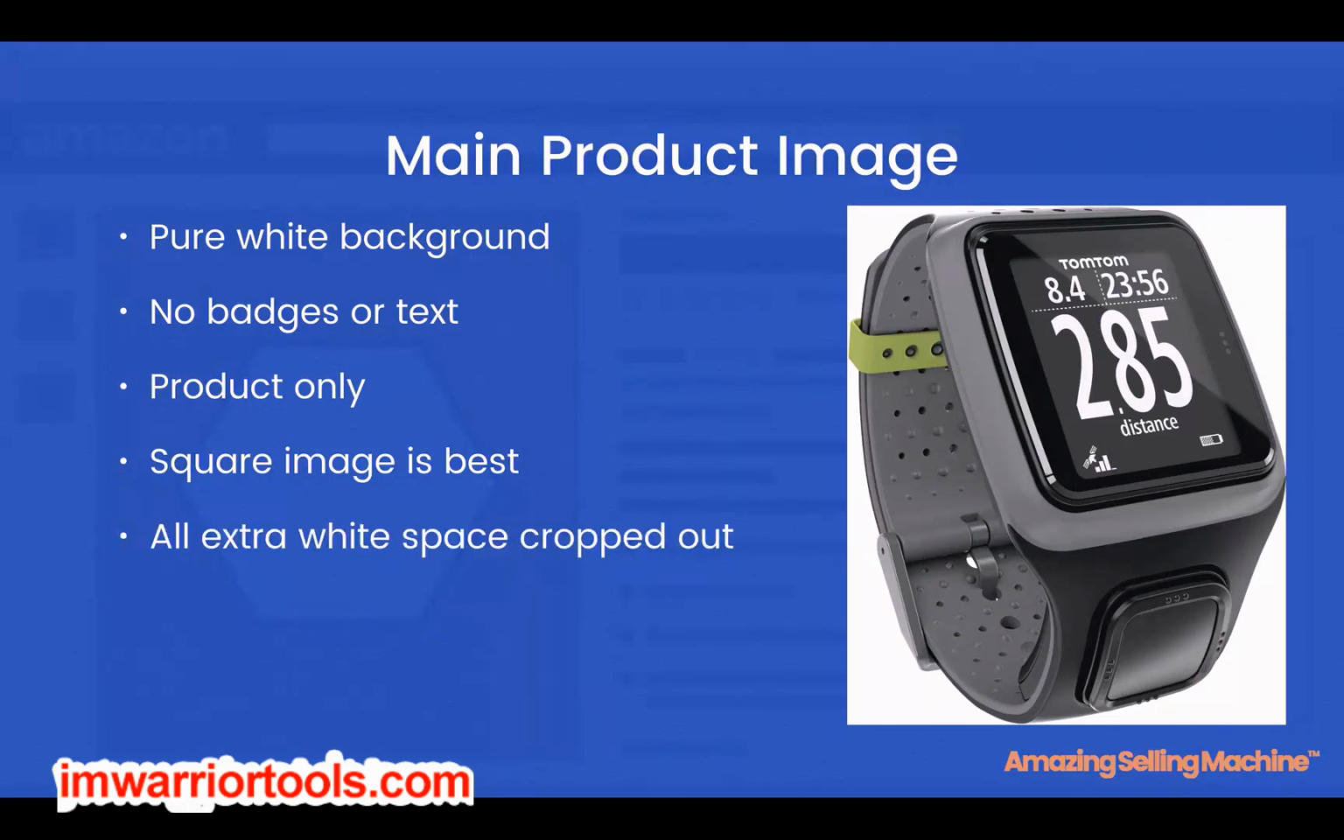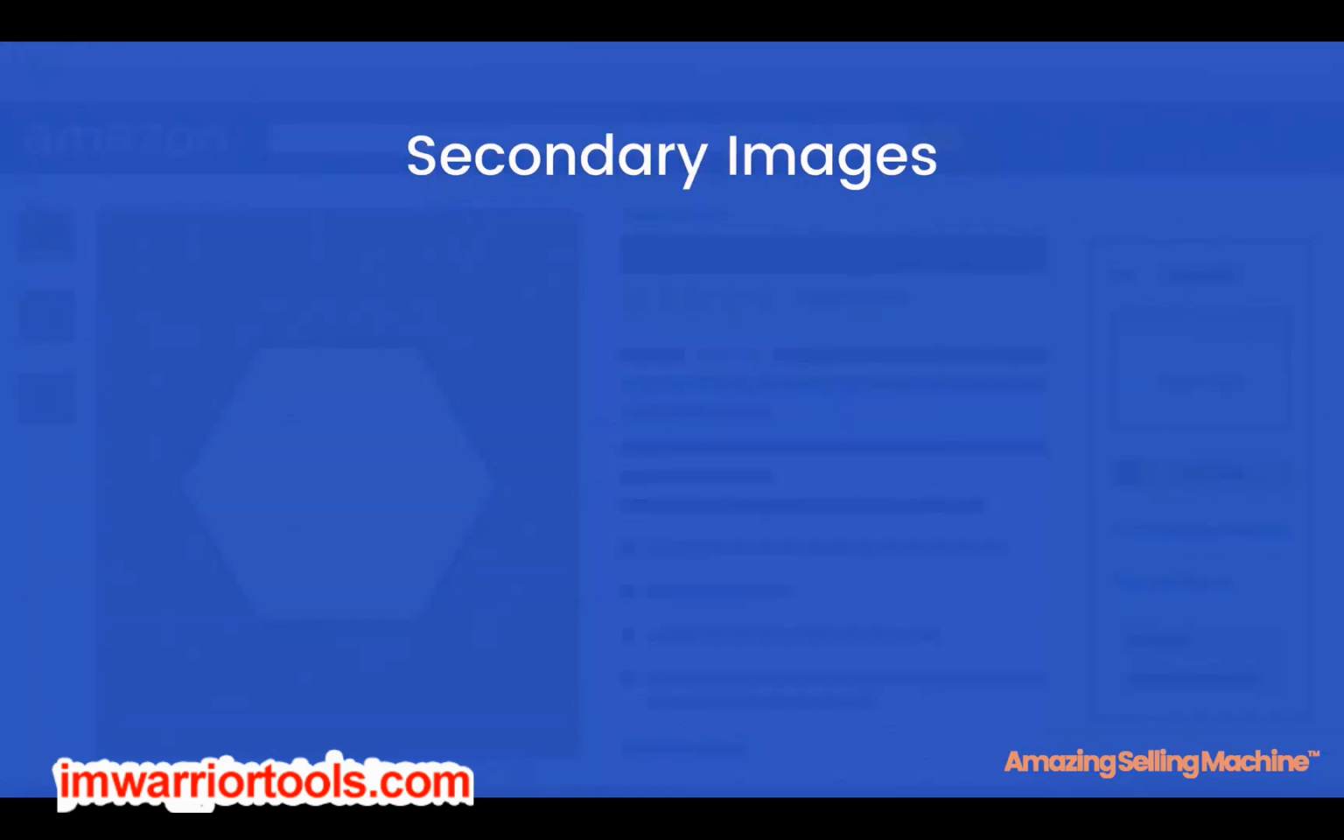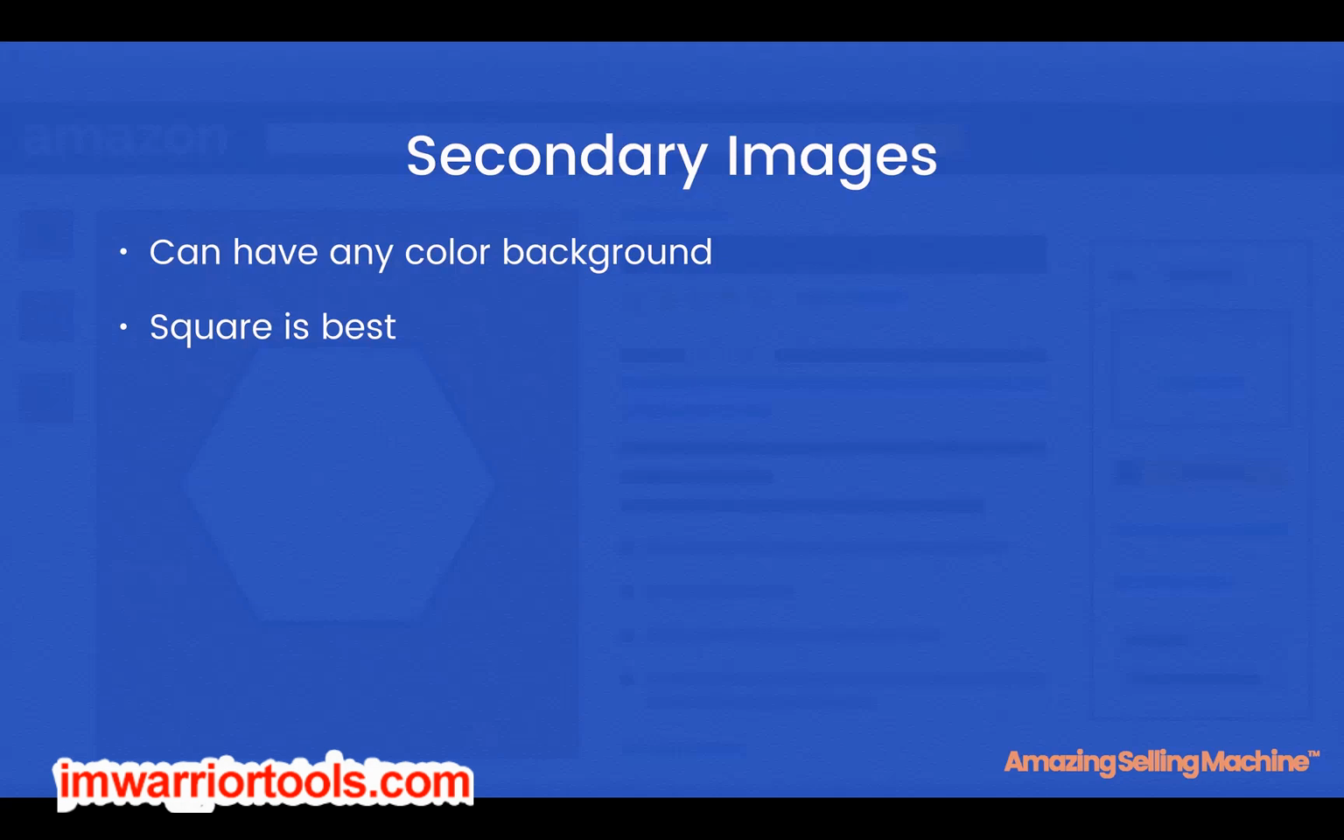A square image is best. If possible, get all the extra white space cropped out, as you can see with this picture on the right, and it should be as high quality as possible. And as we mentioned before, an absolute minimum of 1000 pixels by 1000 pixels. For secondary images, you can have any color background, but again, square is best. And again, you want them as high quality as possible.